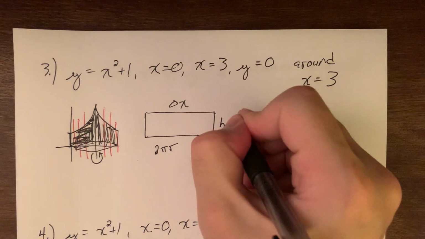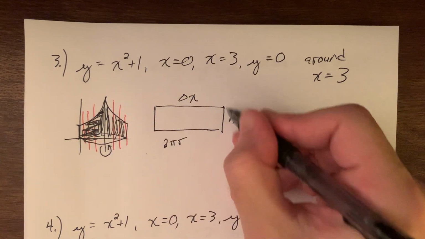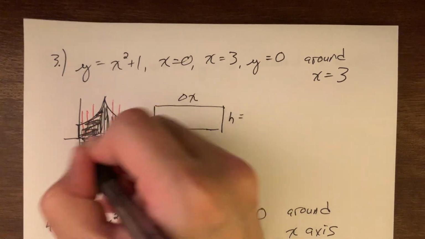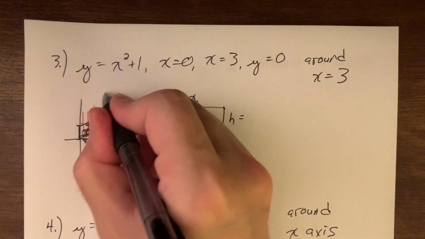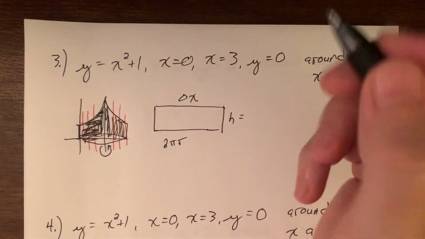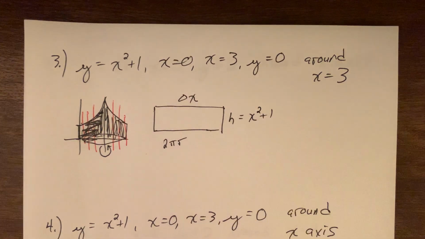Also going to need my height. The height, for the third time, a very different figure, but the height here to here corresponds here to here, here to here, here to here. X-axis to the curve y equals x squared plus 1, specifically the y value on the curve in terms of x gives us x squared plus 1.